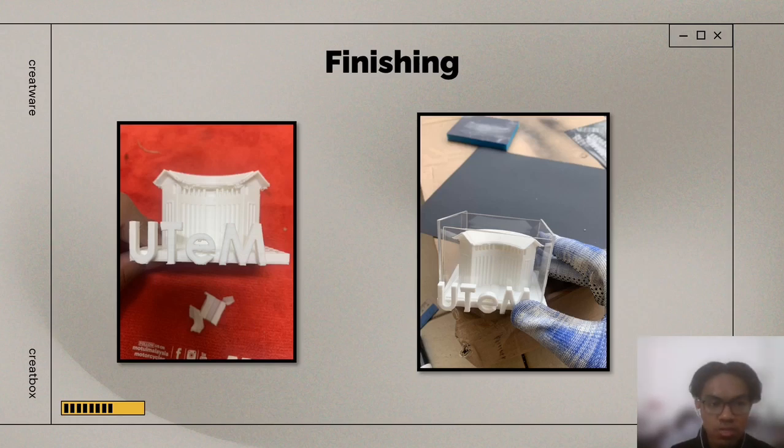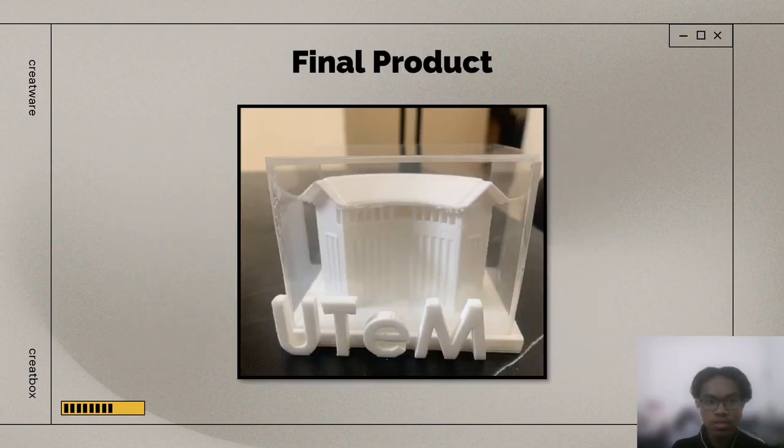After it finishes, we do the finishing by removing the support. We also do sanding to get a better surface, and then we install the acrylic around the product. This is our final product for this subject. That's all from me. Thank you.